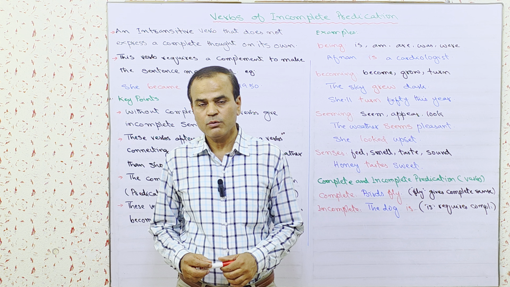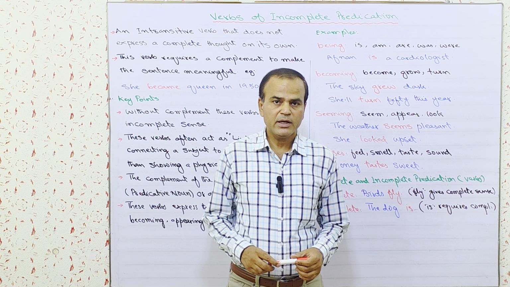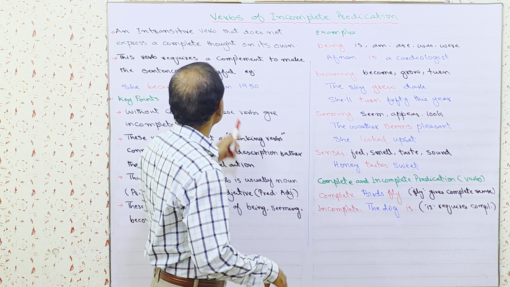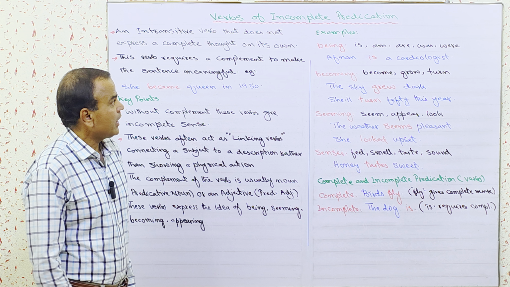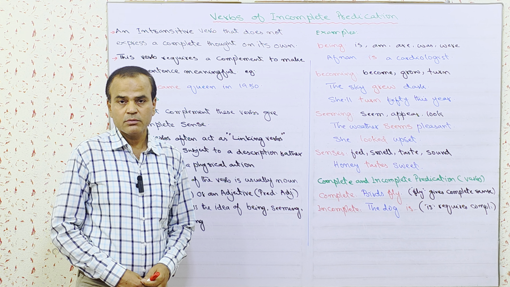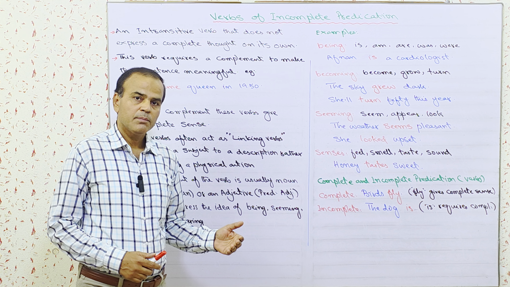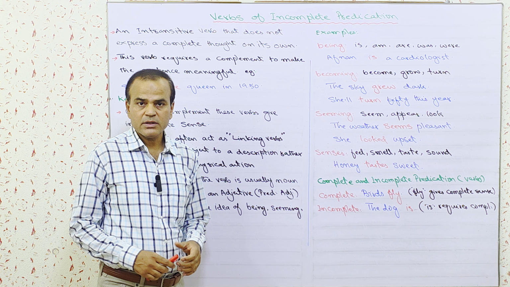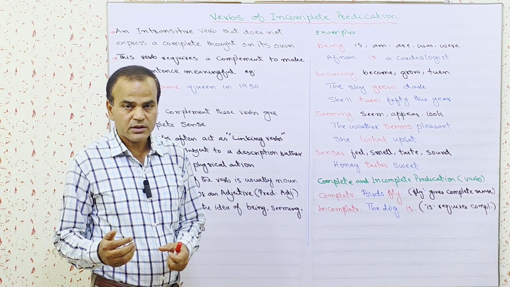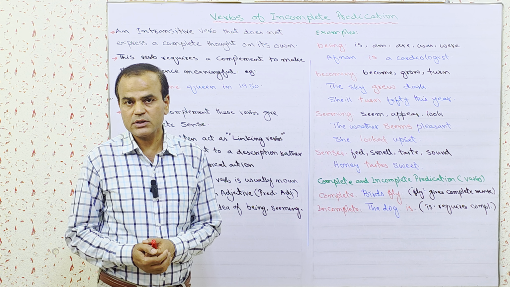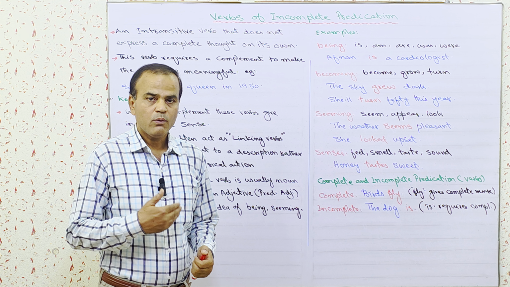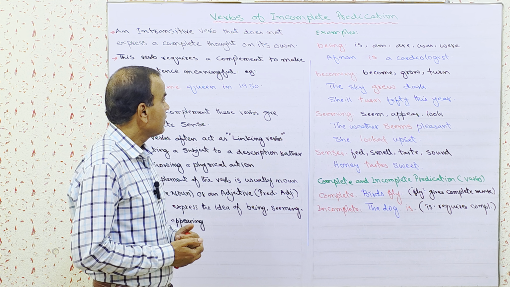Hello again. In this video, we will learn the kind of verb called verb of incomplete predication. Predicate is the part of the sentence. If you want to know more about the term predicate, watch my video on sentence.